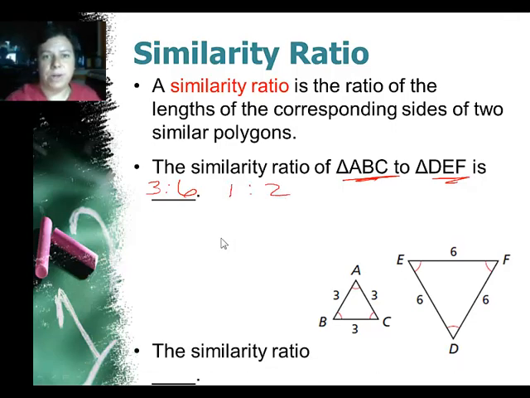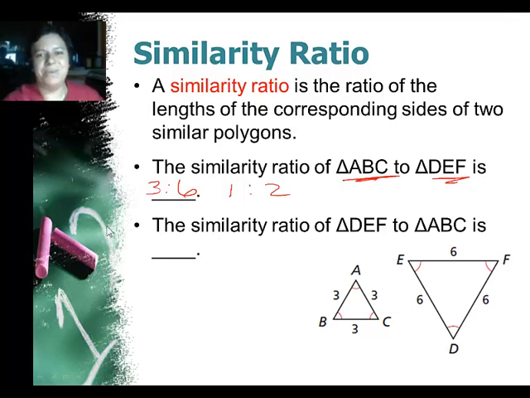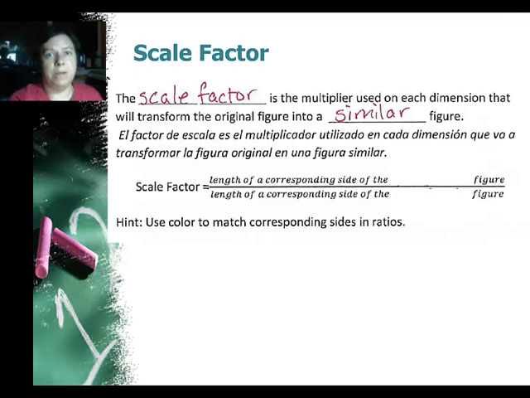Then you can also write a similarity ratio the other way, DEF to ABC, so now I'll have 6 to 3, or 2 to 1, if you simplify it. Remember, in ratios, order absolutely matters, and that's why it's important to label and use color when possible.